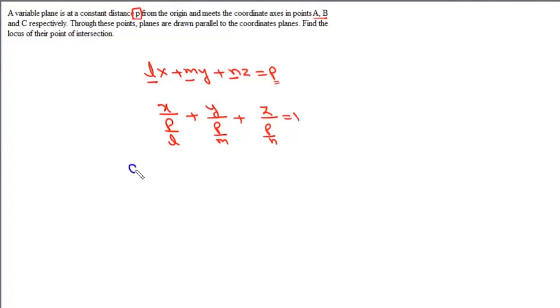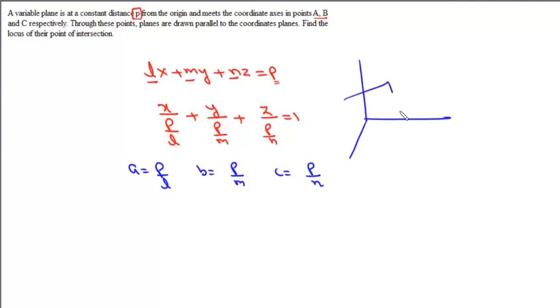So in this case, this a is p by l, this b is p by m, and this c is p by n. Now, once we have three intercepts of this plane, and they are a, 0, 0, 0, b, 0, and this is 0, 0, c. Now, if we draw a plane from this point ABC, in this entire plane, the x coordinate is a.